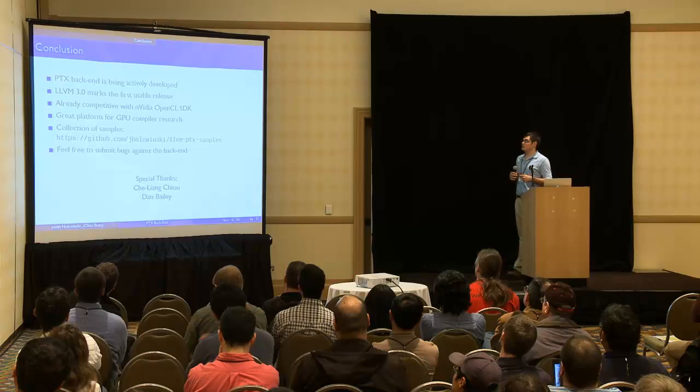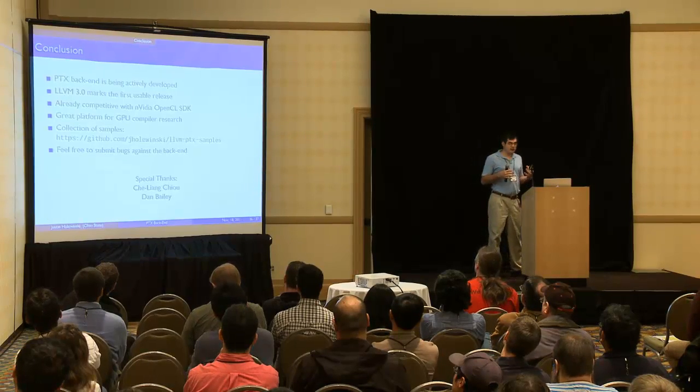So in the last couple minutes, just to conclude here, the PTX backend itself is being very actively developed. We only really have 3 main developers working on it, but we're still all very active in it. LLVM 3.0 marks the first good release of this backend. So if you download 3.0 or even trunk, you will have a very usable backend. It's already competitive with the NVIDIA OpenCL SDK, which isn't necessarily a surprise since you use LLVM 2. However, this allows us to create a great platform for GPU research. So instead of doing OpenCL source-to-source transformations, you can now do LLVM IR level transformations on your OpenCL code.